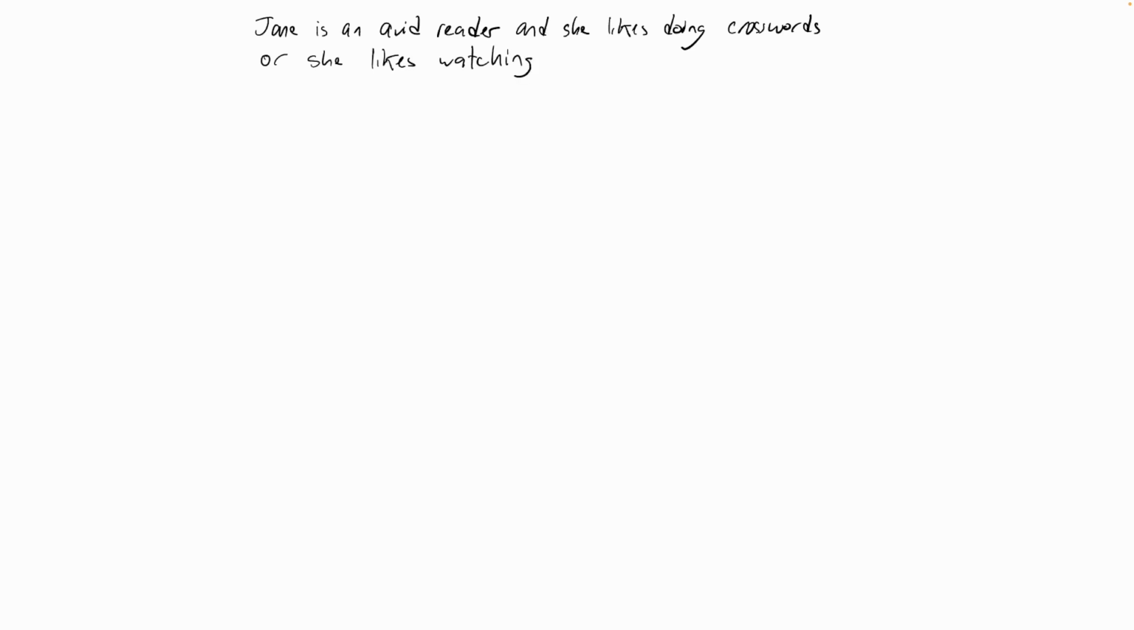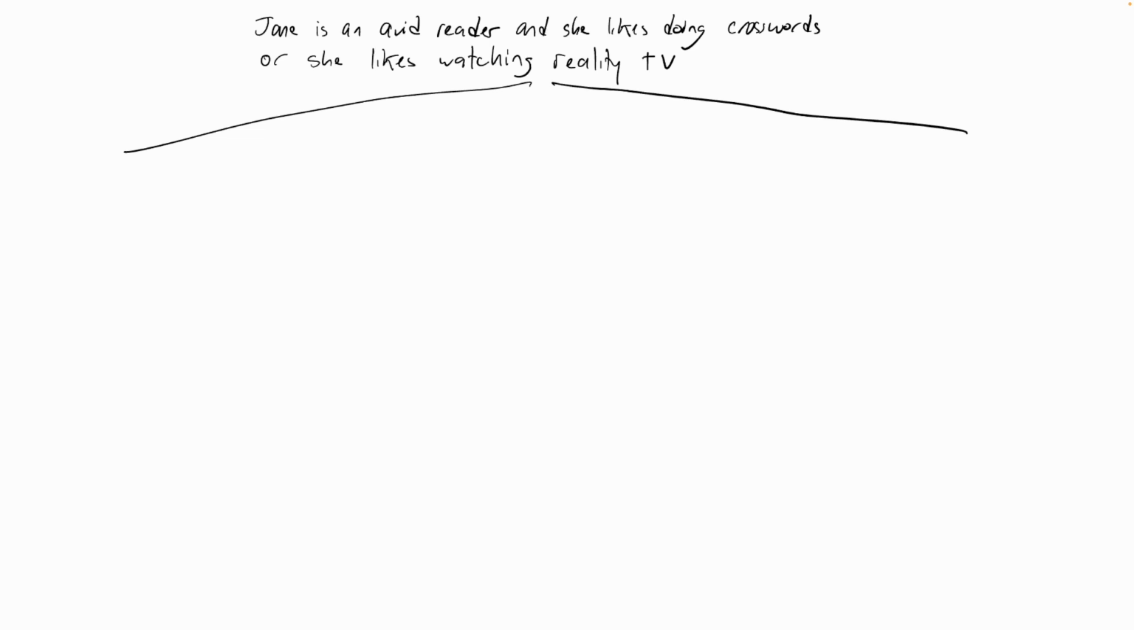Finally, let's look at one more example of ambiguity in English. A sentence might be ambiguous not because there's some specific word in it that's open to multiple readings, but because there are multiple ways to parse the overall structure of the sentence. For example, consider the sentence, "Jane is an avid reader and she likes doing crosswords or she likes watching reality TV." There are two ways to interpret that sentence.